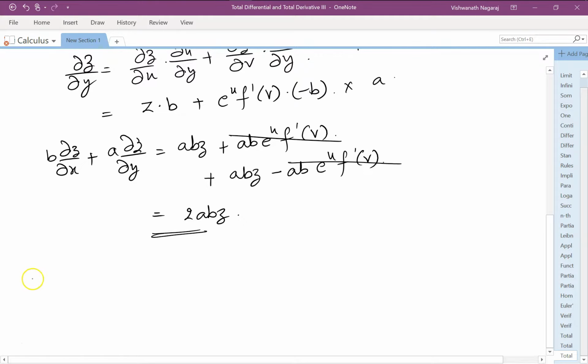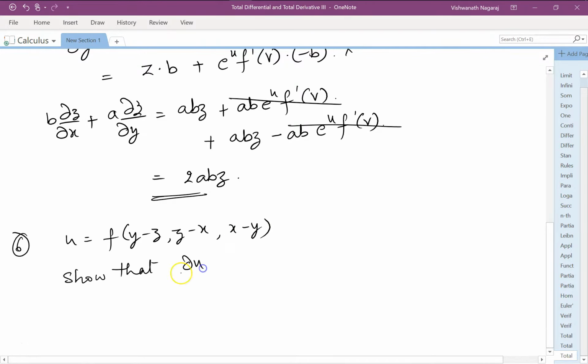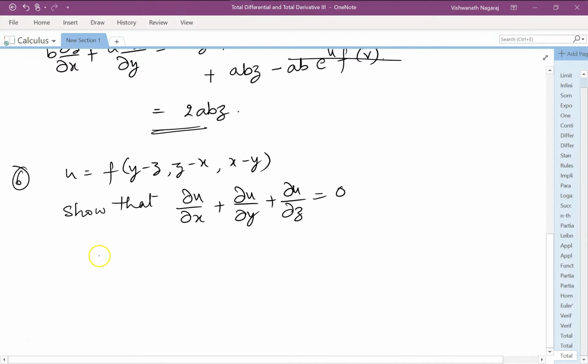Okay, let's look at the next problem. Now let's say u is equal to f of y minus z, z minus x, and x minus y. Show that dou u by dou x plus dou u by dou y plus dou u by dou z is equal to 0. Let's simplify this.